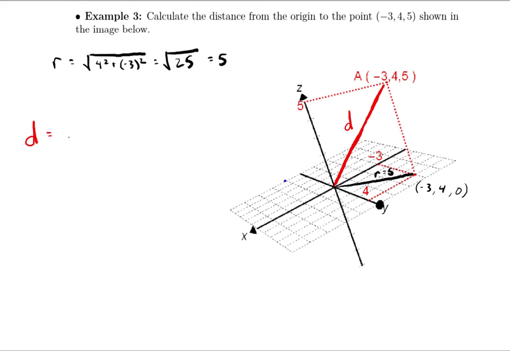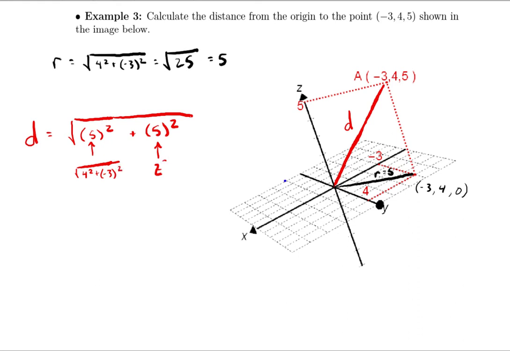to the square root of, okay, it's going to be 5 squared plus 5 squared. Okay, now this 5 squared is the Z, right? But where did this 5 come from, right? This 5 came from the square root of 4 squared plus -3 squared.